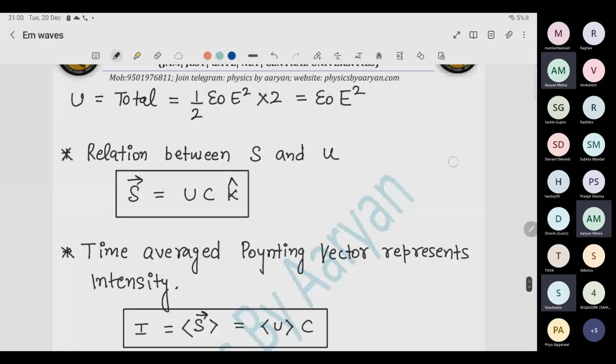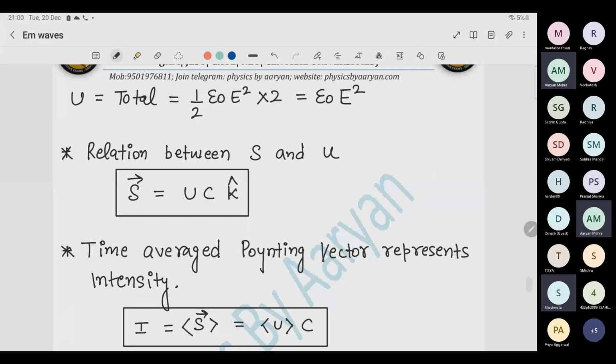Okay, so let's move on. We have understood the basics. These questions will be asked to you in TIFR interviews or IISc interviews, so that's why I have discussed this.